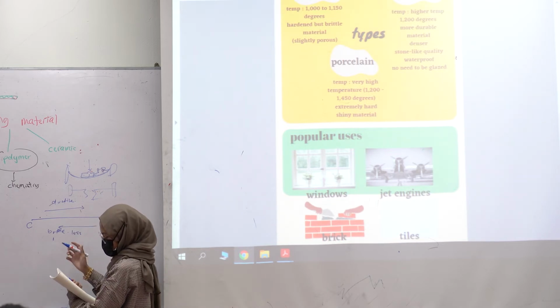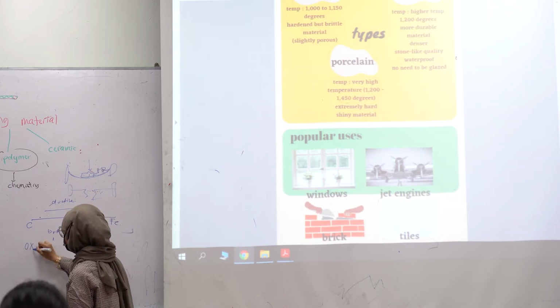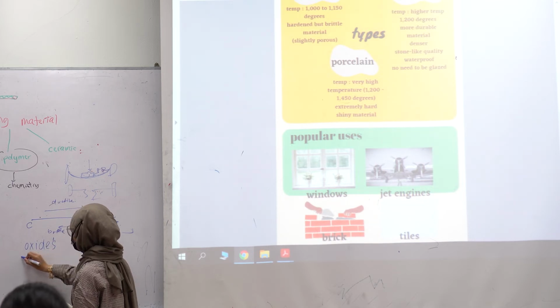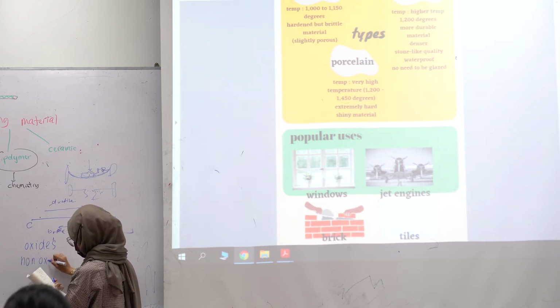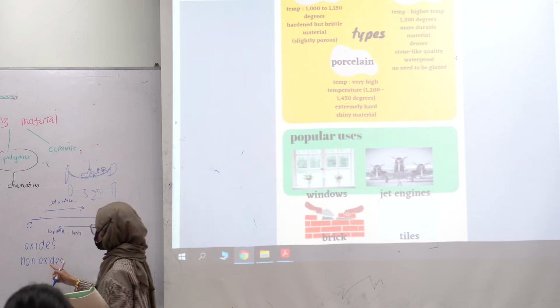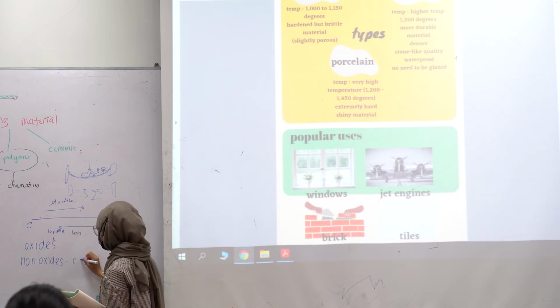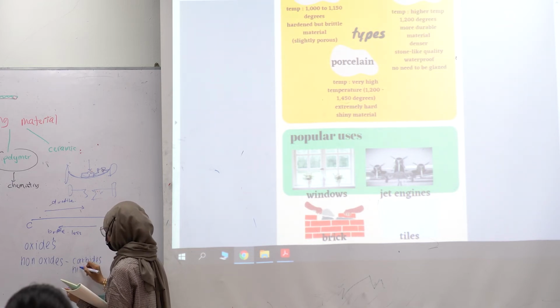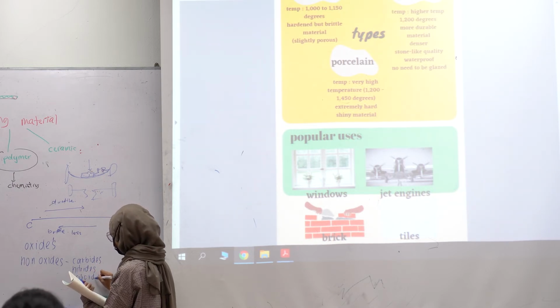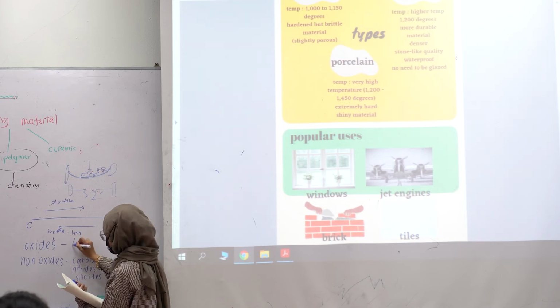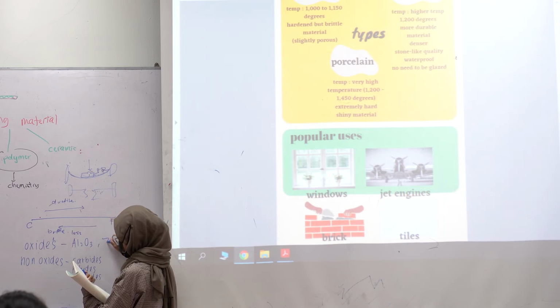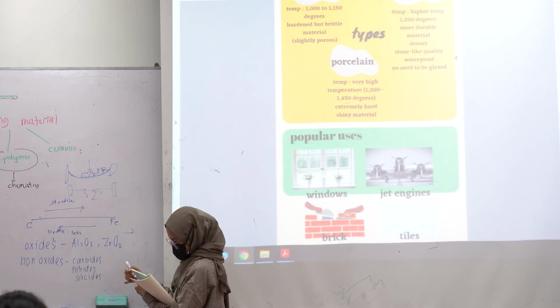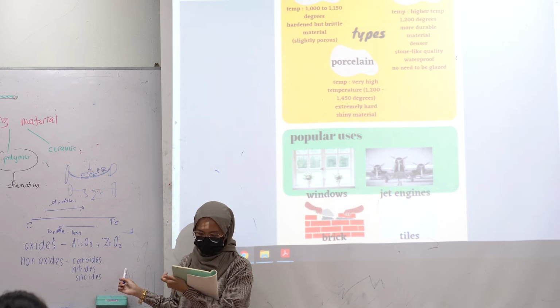Okay, so for advanced ceramic, it is based on oxides and non-oxides. So examples of non-oxides are carbides, nitrides, silicides, and for oxides is aluminum oxide and ZrO2. These are the examples of oxides and non-oxides.